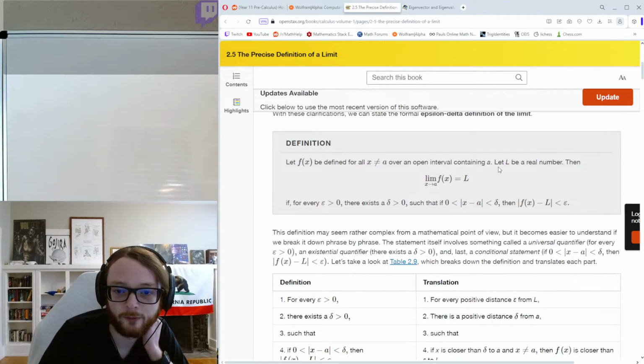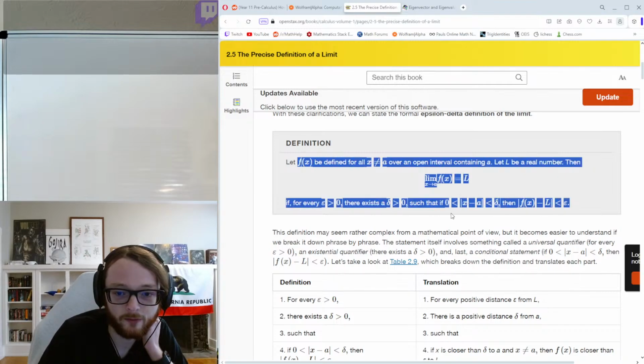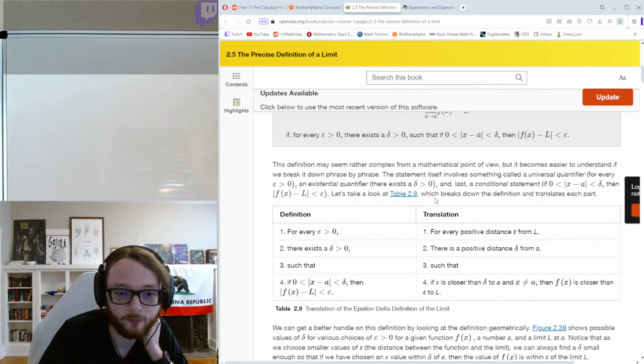Let L be a real number, then the limit of f(x) as x approaches a equals L if for every epsilon greater than 0, there exists a delta greater than 0, such that if 0 is less than |x minus a| is less than delta, then |f(x) minus L| is less than epsilon. So this is just our good old epsilon delta definition of a limit. What I want to practice is actually applying it to problems.